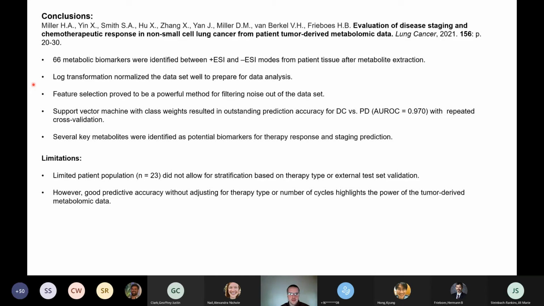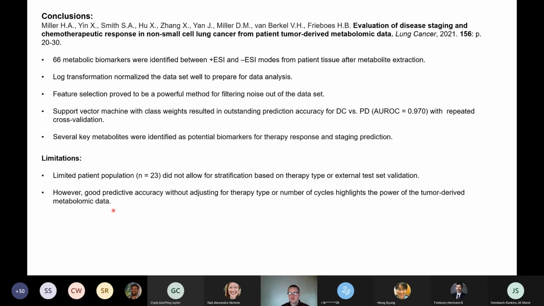So the biggest limitation of this study was the small sample size, which did not allow for stratification of the patient population based on therapy type and did not allow for an external test set validation.